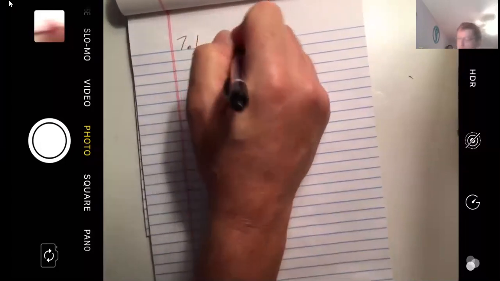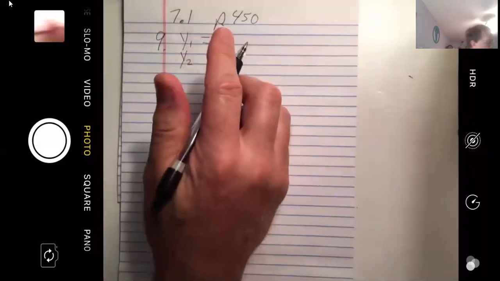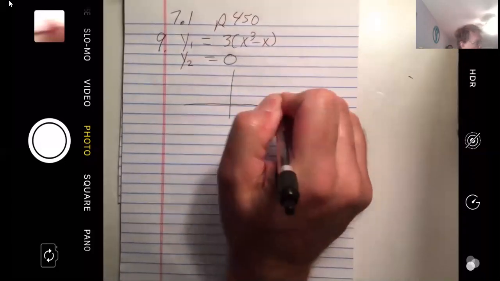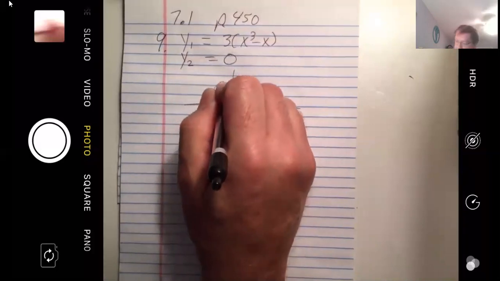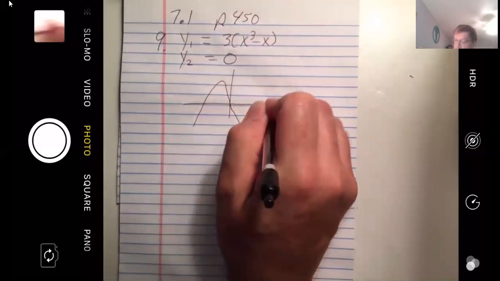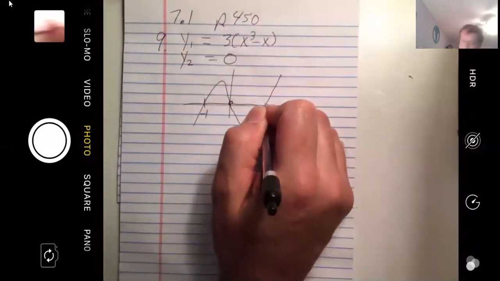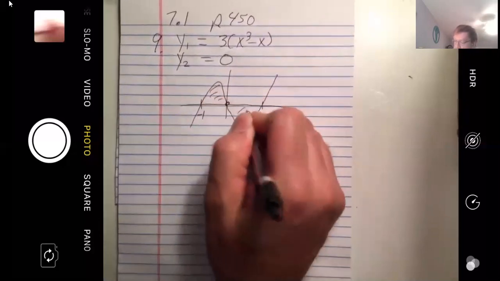This is from 7.1, page 450, number 9. They give you a Y1 and a Y2 instead of F and G, I guess to get you away from the idea of just blindly plugging in, and they give you a graph. 3x cubed minus x, it peaks, goes through the origin, dips, and comes back up. This intercept's -1, and this intercept is 1, and they want the area.